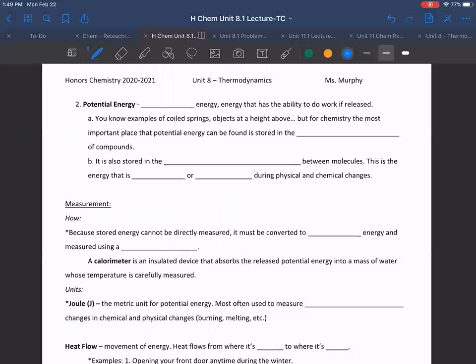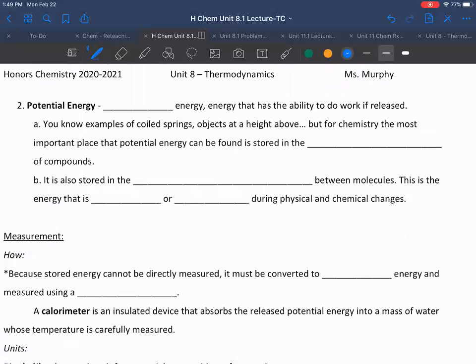Okay. All right. Let's talk about potential energy. Potential energy is what kind of energy? Stored. So it's like us. We could do work if we wanted to. We're just choosing not to, right? So, I mean, you guys have heard the classic examples of a coiled spring or holding an object a certain height. But in chemistry, where we find our potential energy or our stored energy, is actually in the chemical bonds.